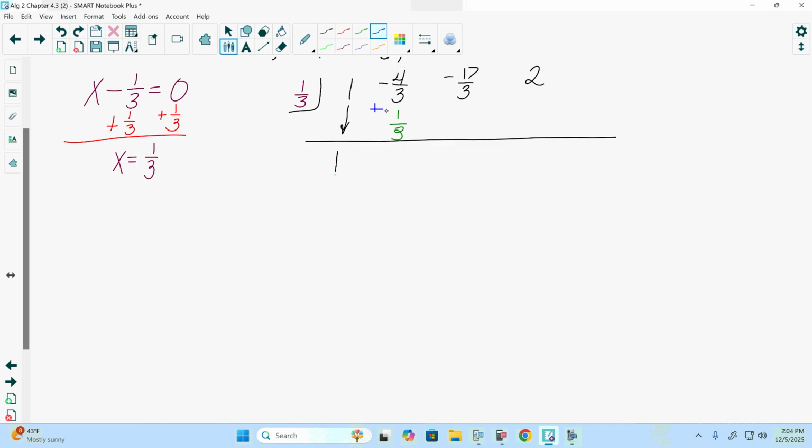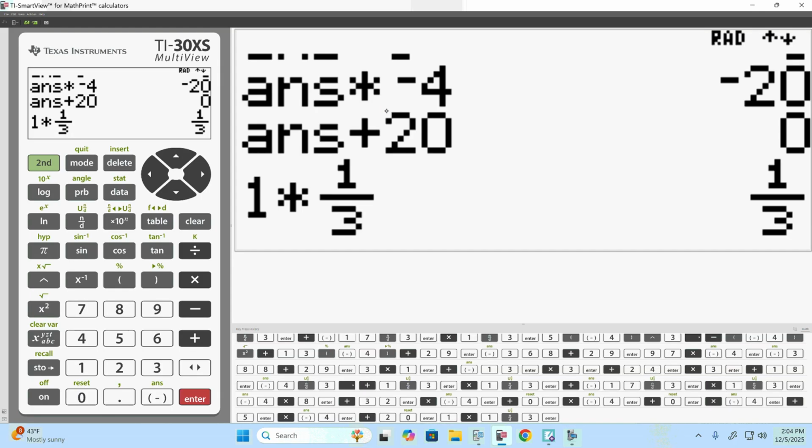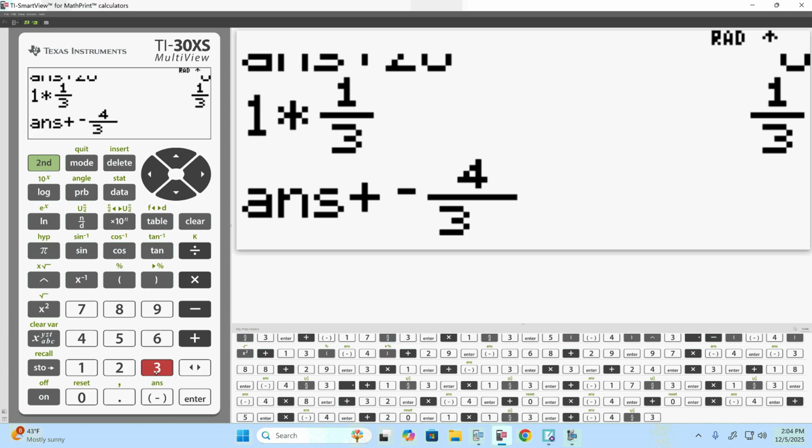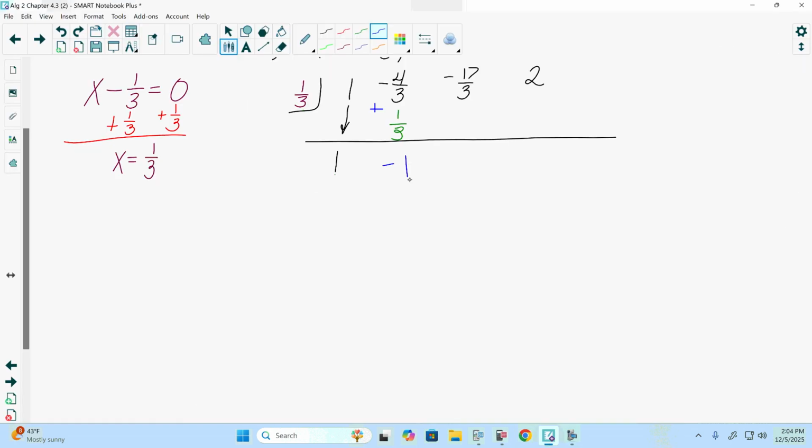Let's come back over here. Now we're going to need to add straight down. We need to add -4/3 to 1/3. Luckily in the calculator, I can just say plus -4/3. It's going to take the previous answer 1/3 and add -4/3 to it and tell us that it is -1.